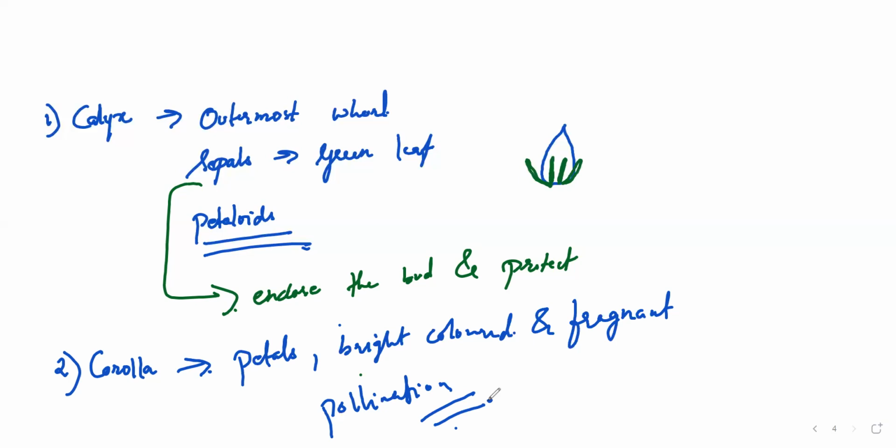Okay, but there are certain times when the petal and sepal come together. Then this condition is called perianth. So when the petals and sepals fuse together, then they form a floral structure called a perianth. Then the third one is androecium, the first essential whorl.